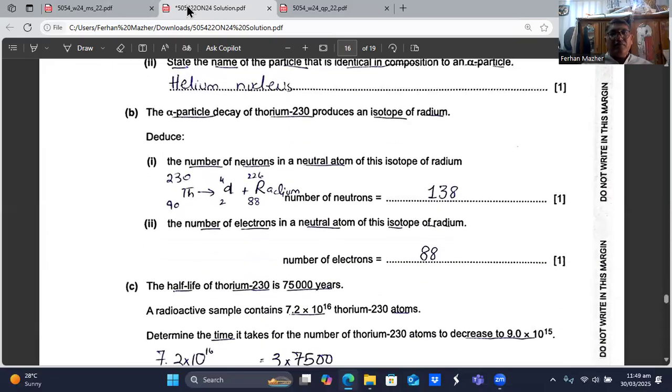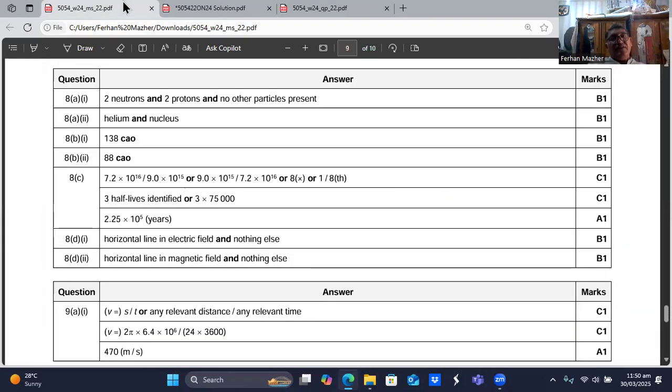Yeah, here we go. So for our understanding, we have written this thorium 90, 230. It gives out an alpha particle, that is 2, 4, and a radium. So the proton number will be decreased by 2, and the mass number will be decreased by 4. Now, from 226, if you subtract 88, you will get 138. So the number of neutrons will be 138.